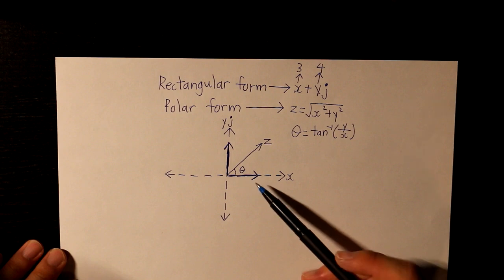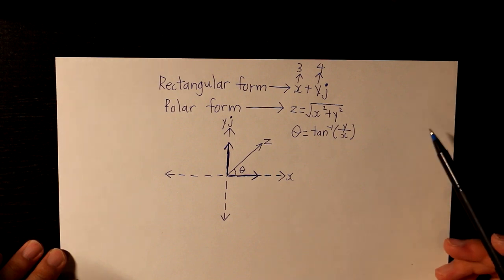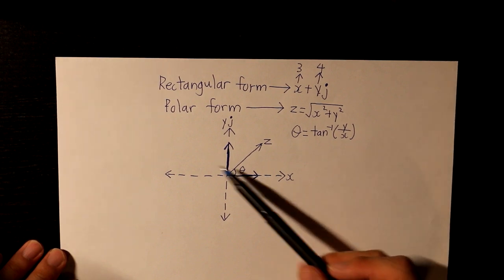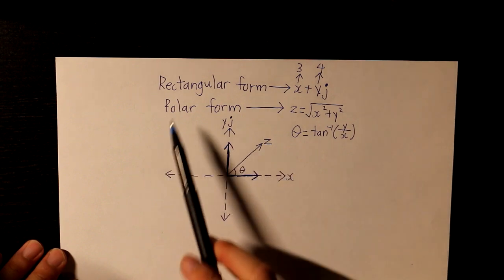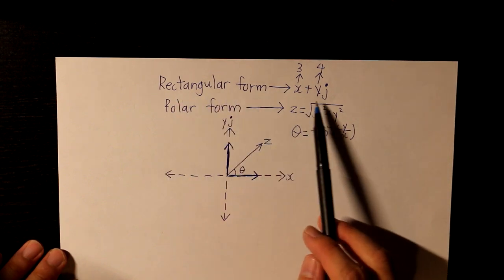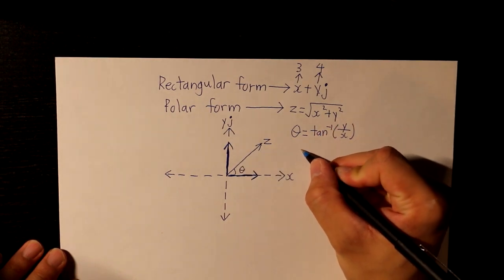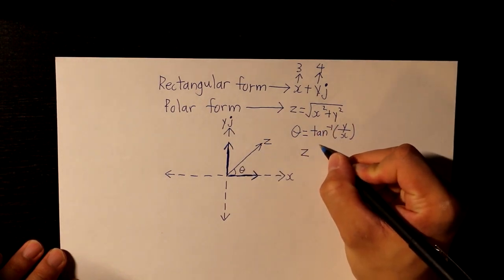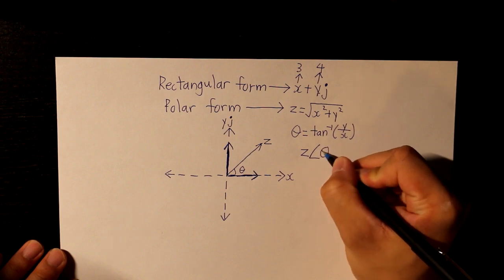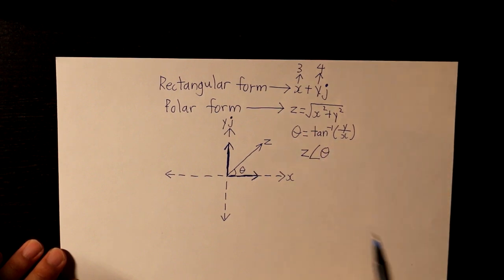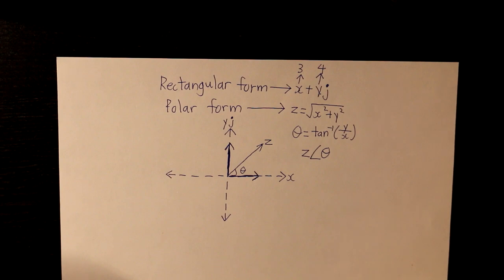So that is how we could deduce the complex plane into a graphical sense, and that is split into the rectangular form, x plus yj, and the polar form, I forgot to write that is z, and this angle right here, theta. So that is it for this introduction in the complex plane theory.